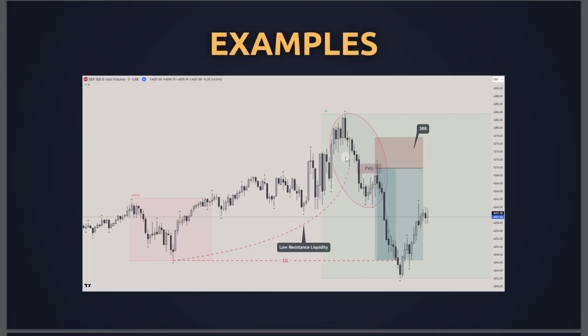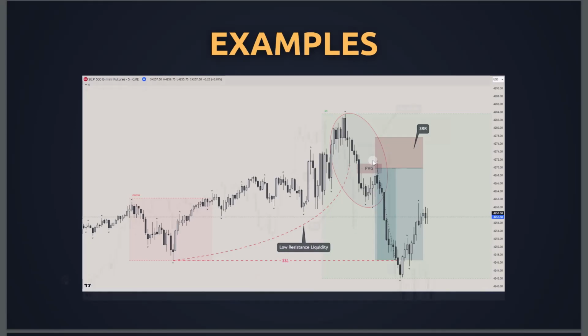Why? Here is the reason. Low resistance liquidity. Low resistance liquidity all the way here. All of this is low resistance liquidity right here and right here. So low resistance liquidity is a magnet, and in a low resistance liquidity, your trade will hit the take profit much faster.